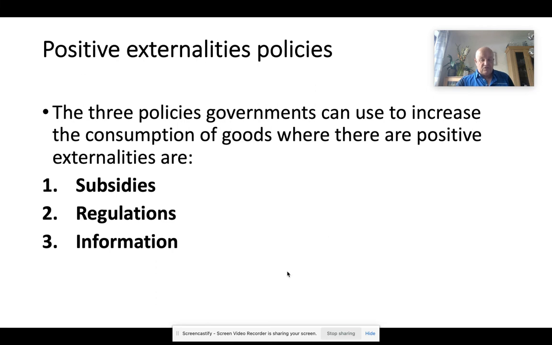And then the third area is where the government can provide further information and provide symmetric information as opposed to asymmetric information, so that everybody is able to make a good and rational decision based on the facts that they have in front of them.